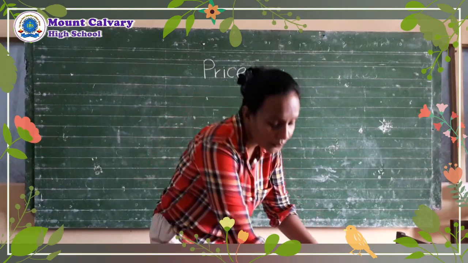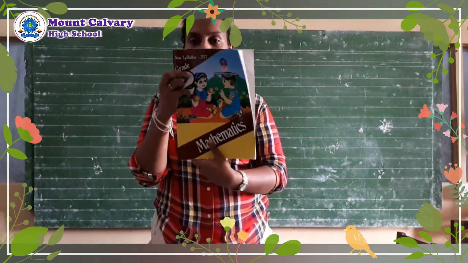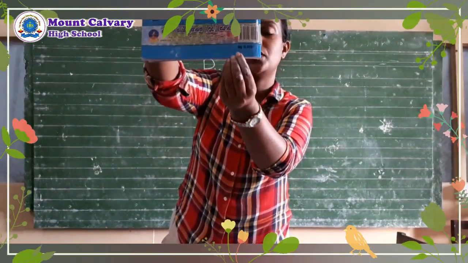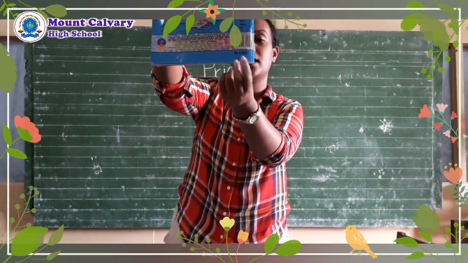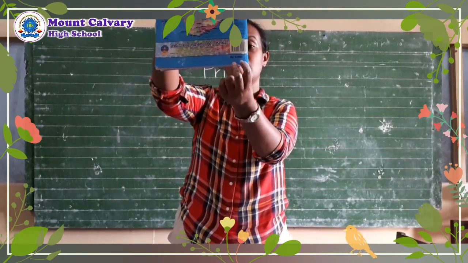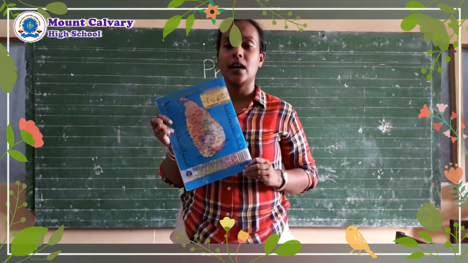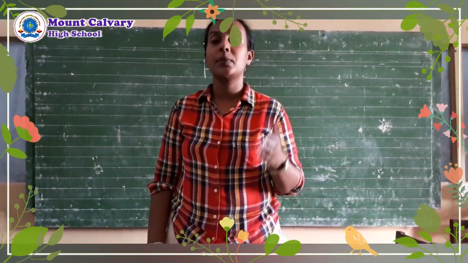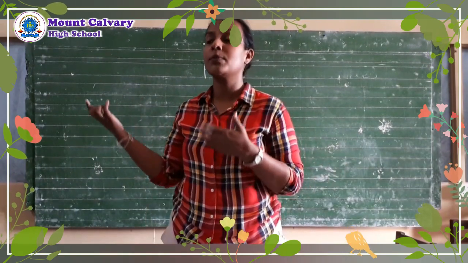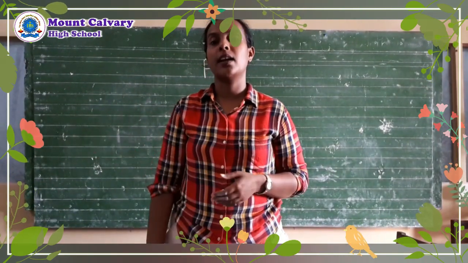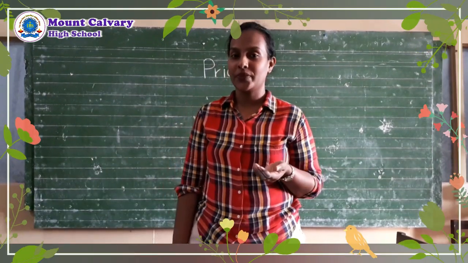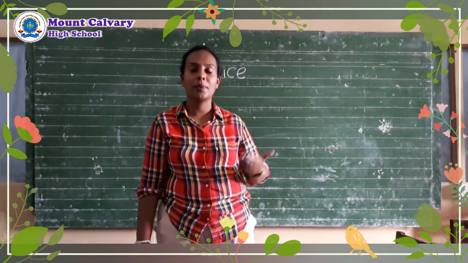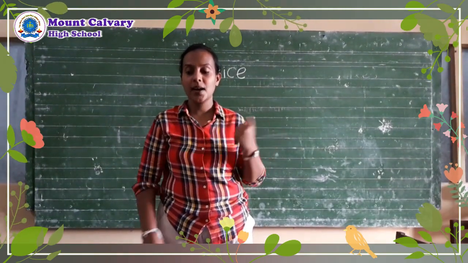Now this is your master guide book, right? So even in this book, you can see that the price is mentioned, rupees 325. So likewise, for each and every item that you buy from a shop, there is a particular price. Any item you buy from a shop has a price, right? So today we are going to learn what this price is and how to pay money for these prices.